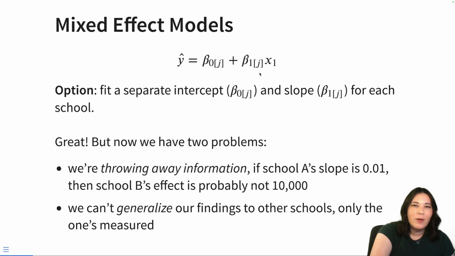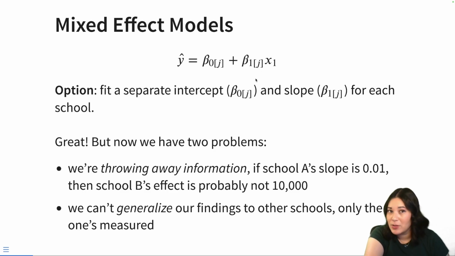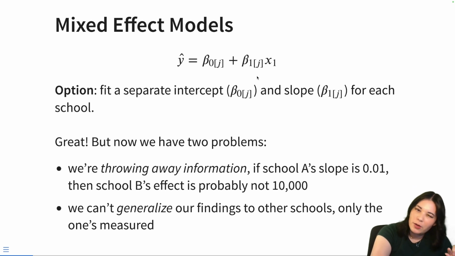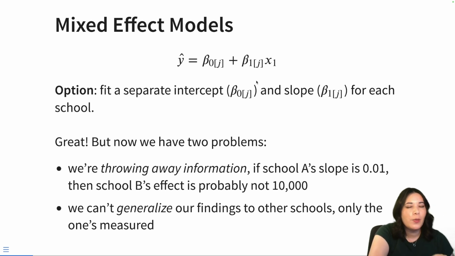Great. However, if you think about it a little more deeply, you might realize that there are at least some inefficiencies, if not some problems here. First, we're throwing away information. If we know that school A's slope is 0.01, so test scores go up 0.01 points for every dollar that's fundraised, that actually kind of tells us that school B's coefficient should probably not be 10,000, right? If one school is only getting these small nudges from every dollar fundraised, we don't think that other schools should have huge, like 10,000 point increases from raising a single dollar.